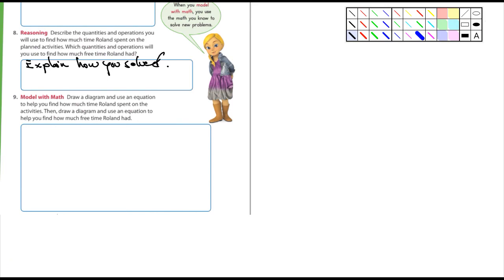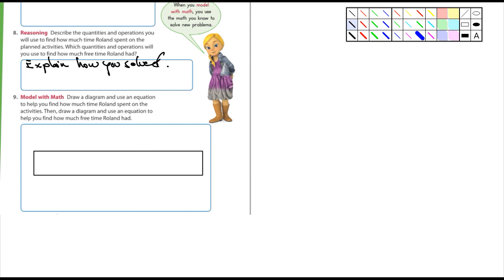Finally, it says draw a diagram and use an equation to help you find how much time Roland spent on the activities. Well, okay, I suppose we could draw another bar diagram and then put in the 3 different activities and split this up into 3 parts. And some will be larger than others because he would have spent more time on those. And then, of course, figure out how much free time he had. All right.